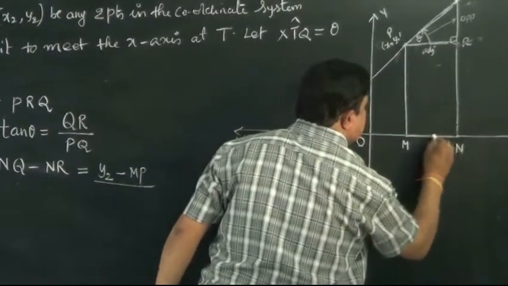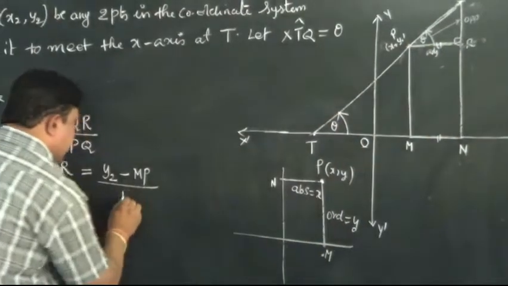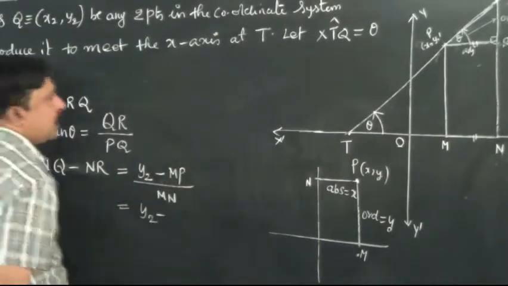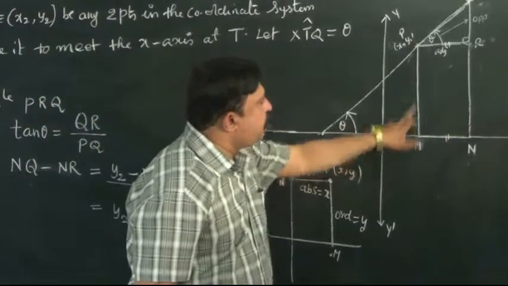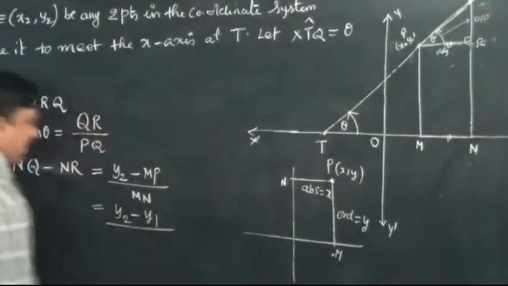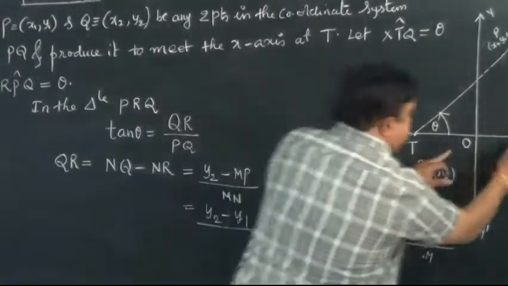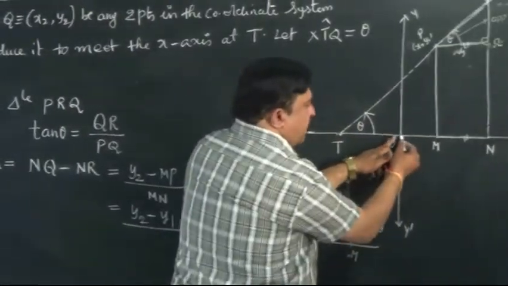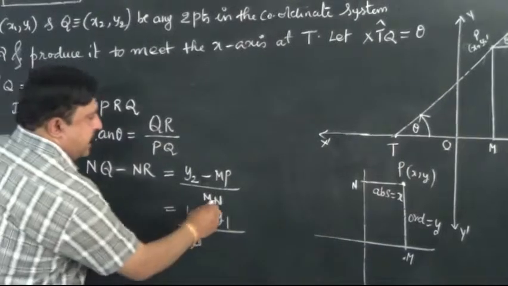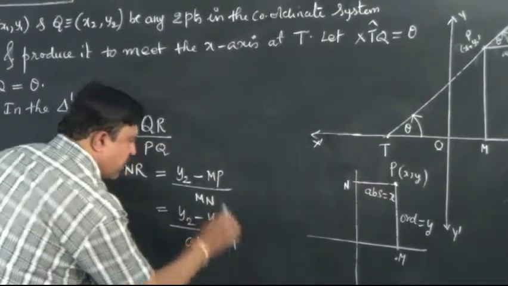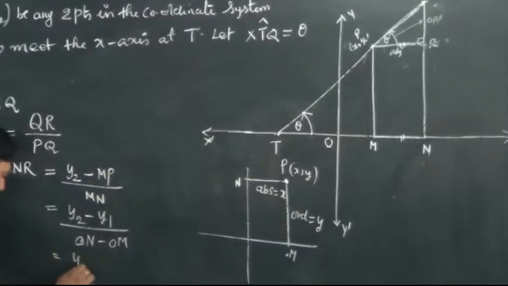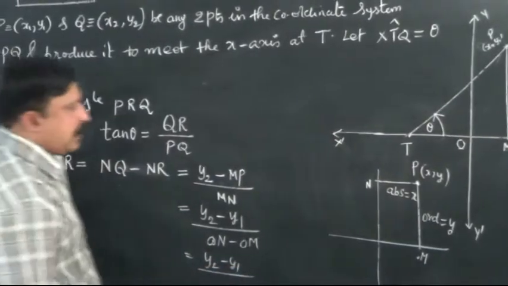PQ is exactly the same as MN. So replace it by MN, or y2 minus MP. What is the value of MP? MP is the ordinate of P, and the ordinate of P is y1. So now replace MP by y1. And MN, you express MN in terms of the origin. Origin is O. So it is ON minus OM. MN is ON minus OM. That is equal to y2 minus y1 divided by ON.